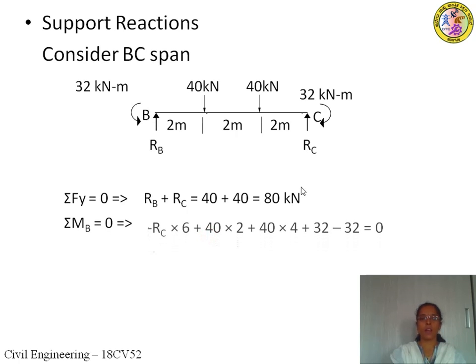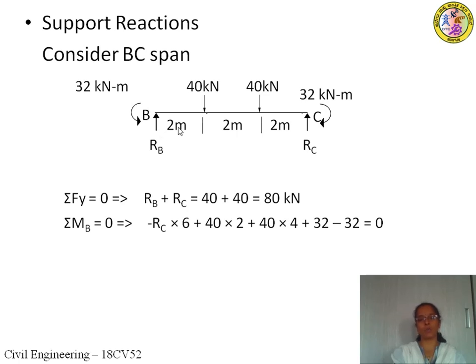Next let us take moment of all the forces about B and equate it to 0. That implies minus Rc, because this is inducing anti-clockwise moment about B, therefore minus Rc into 6, plus 40 into 2, plus 40 into 4, plus 40 into 2, plus 40 into 4, then this clockwise couple of plus 32, and then this anti-clockwise couple of minus 32. Equate it to 0, then you will obtain the value of Rc as 40 kilonewton. If you substitute back into this equation, then Rb is also equal to 40 kilonewton.